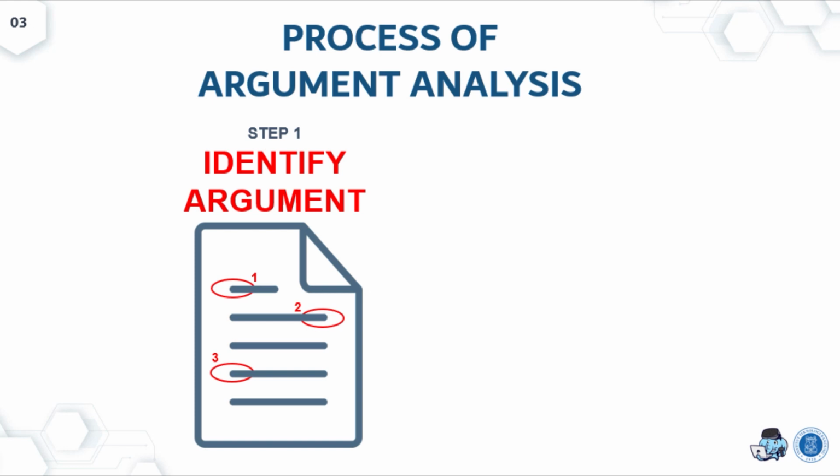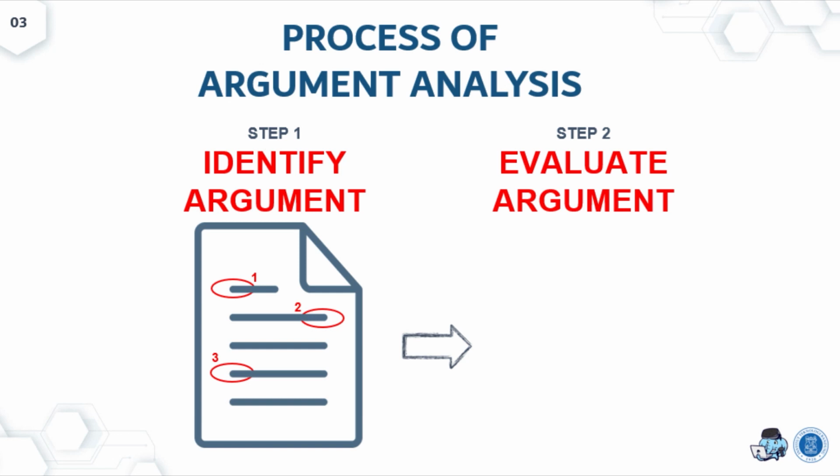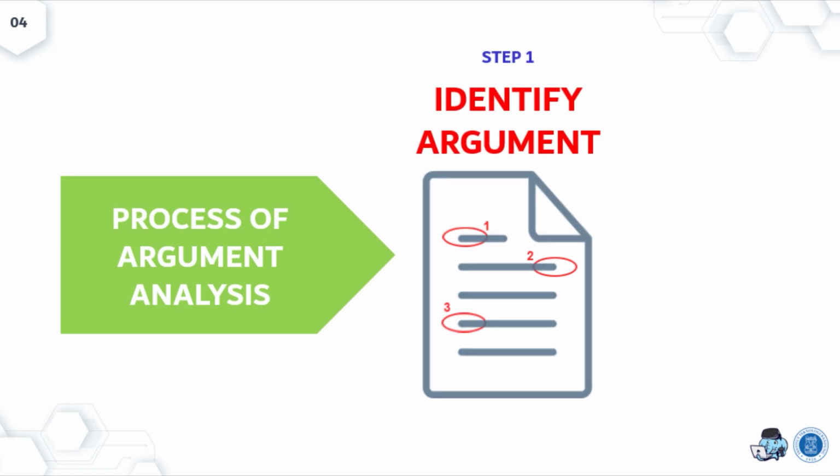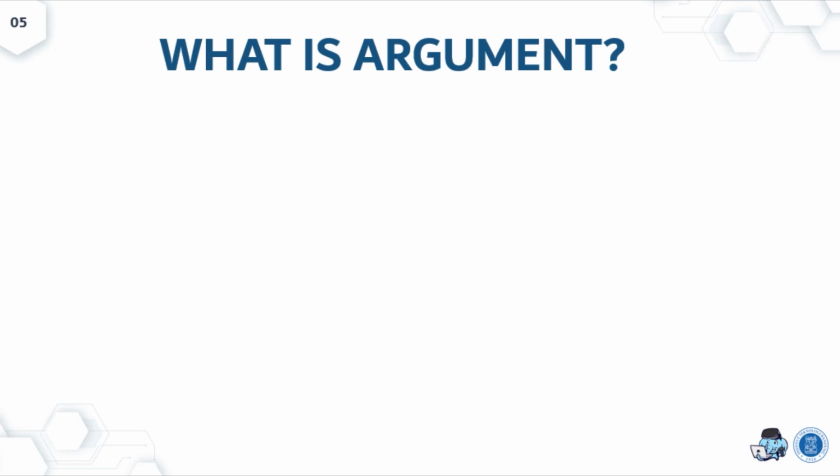It can be done by the process of annotating. The process then continues with evaluating the arguments. You can ask critical questions or evaluate which argument is valid. Let's talk about the first step, identifying the argument in the text.